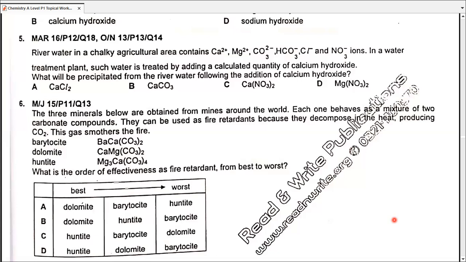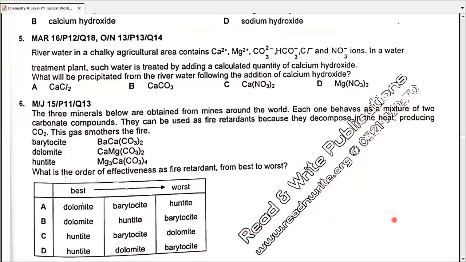Don't you remember? Okay, this is back from IGCSE. River water in this area contains all of these ions. In a water treatment plant, such water is treated by adding this quantity of calcium hydroxide. What would be precipitated out?